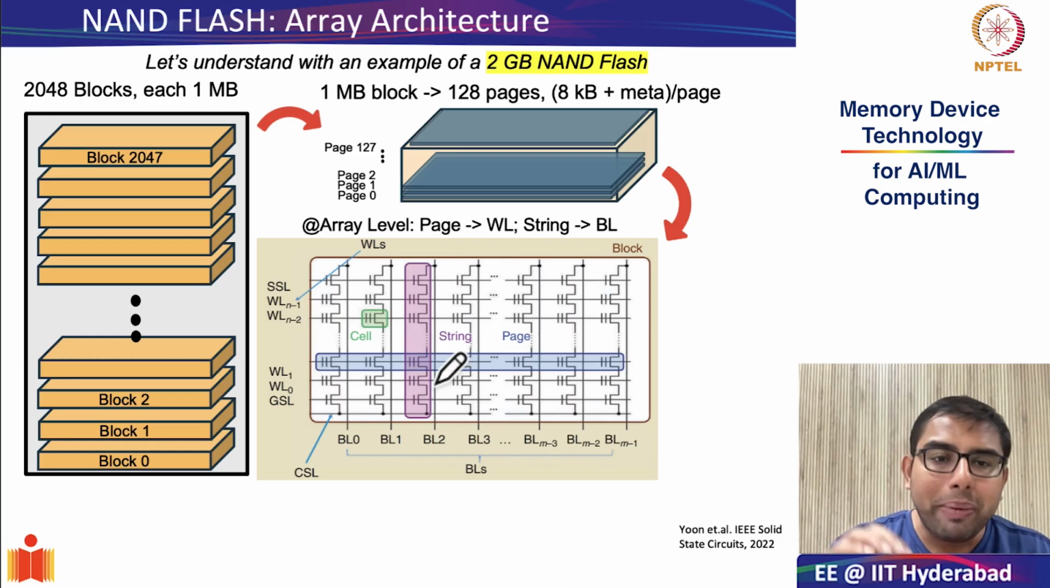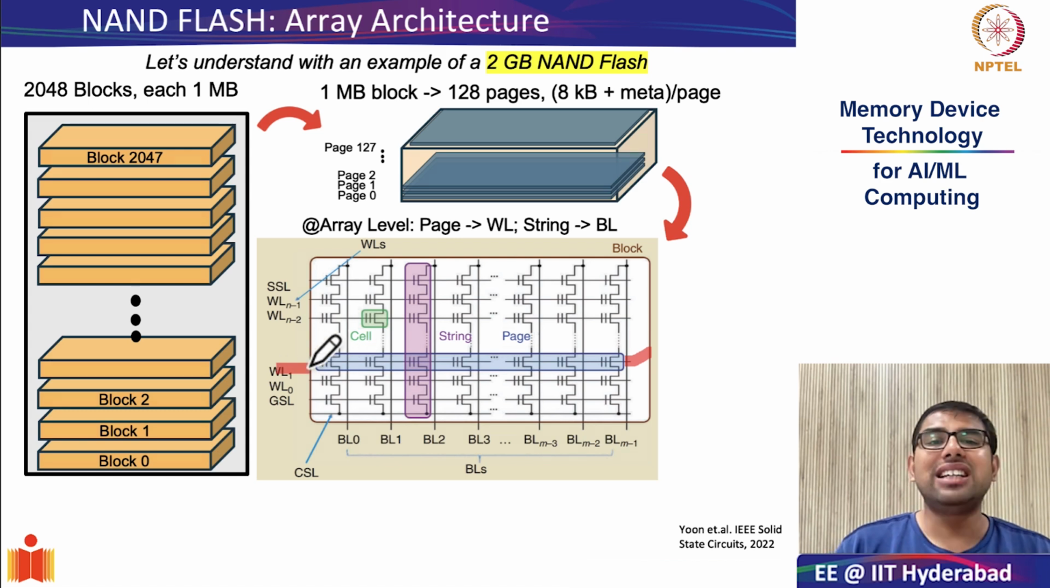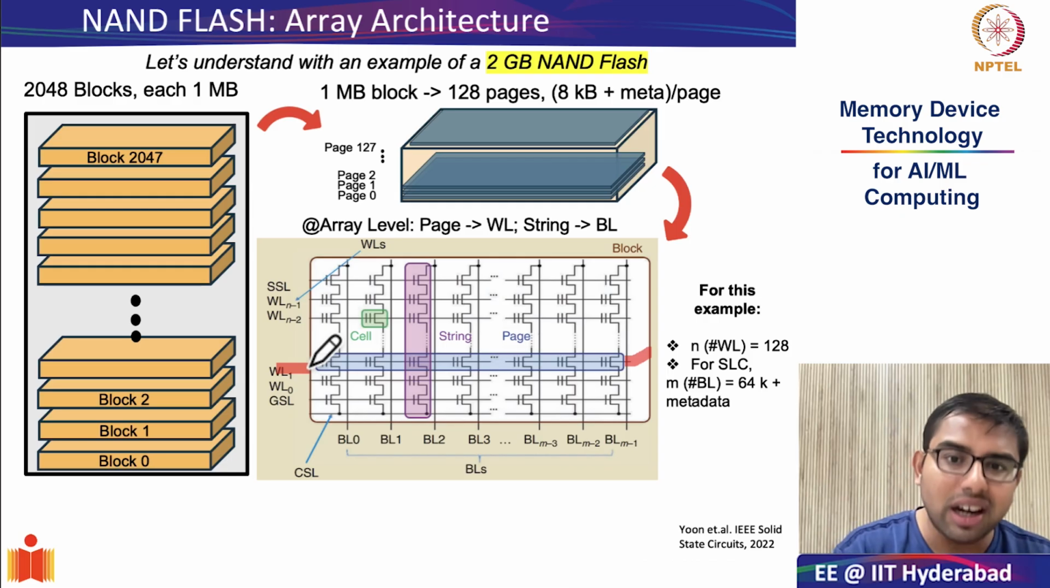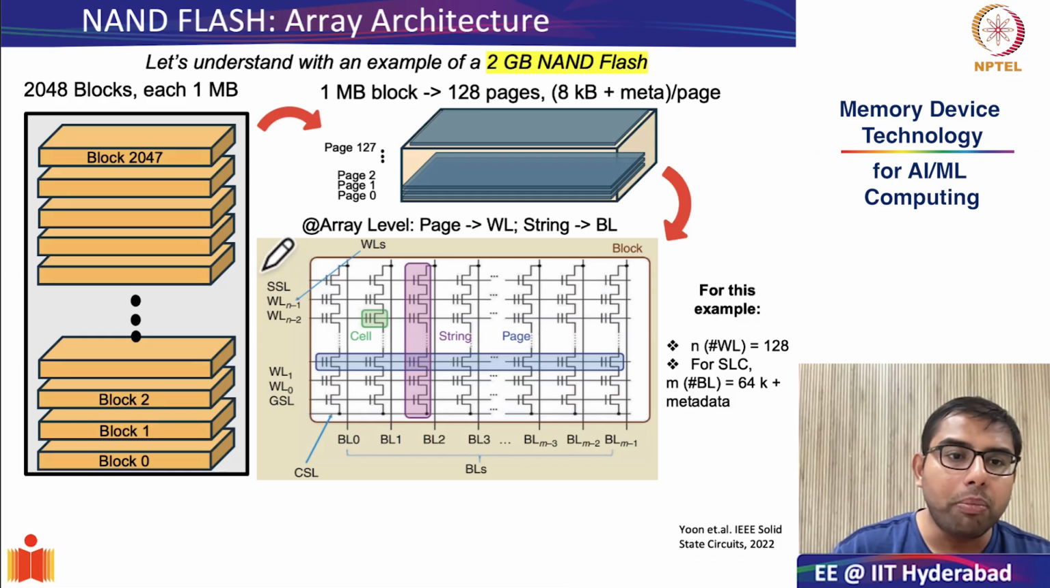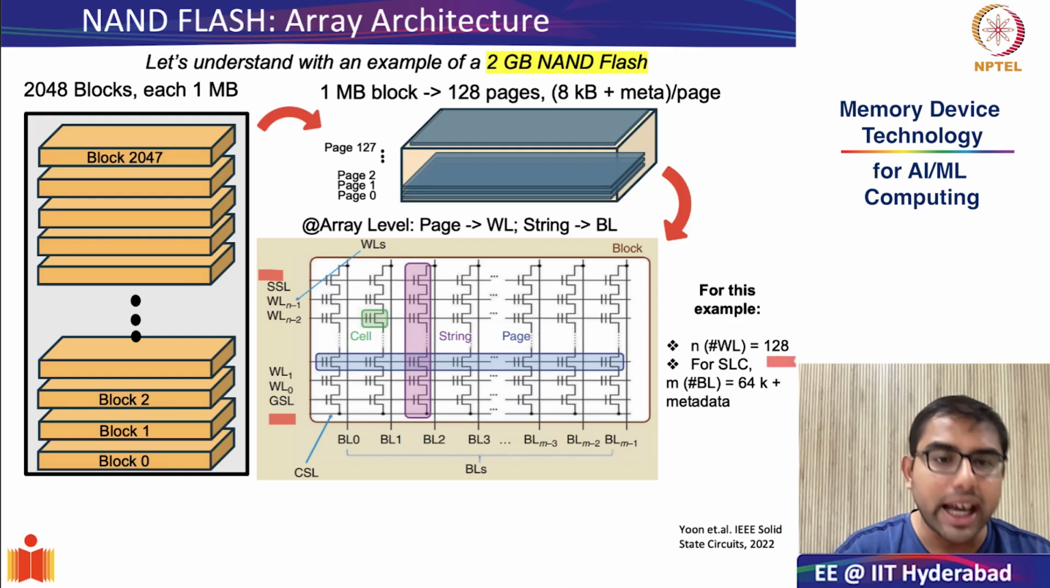Now what is a page? A page is nothing but one individual word line, and this is what has been indicated by this blue marking. Since one page is nothing but one word line, for this particular example, since we decided that the number of pages was 128, within this block there will also be 128 word lines. There will be two additional connections going to every block in the form of the source select line and ground select line, in addition to the 128 word lines.